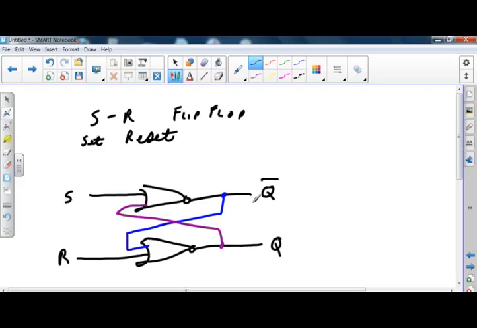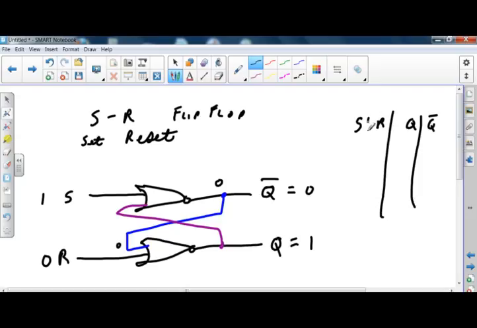That being the case, if I have a 1 on the set and a 0 on the reset, that 1 comes into the NOR. Whether one or two 1s go into the NOR, I'm going to get a 0 out. So my Q is going to be 0. Now I've got a 0 in here and a 0 in there, so my Q naught is going to be a 1. So if I do a truth table: with a set of 1 and a reset of 0, I get Q to be 1 and Q naught to be 0. Hence the word set.